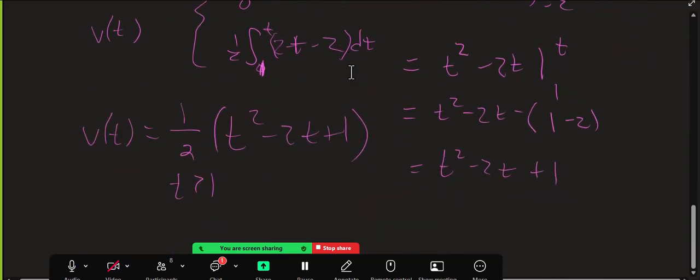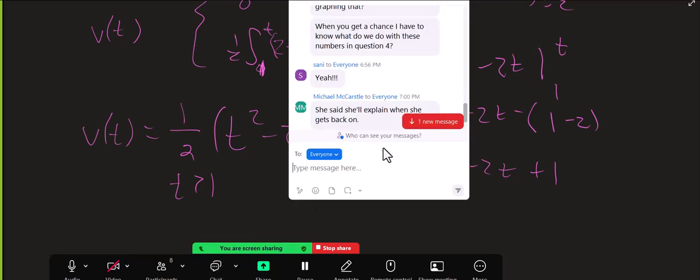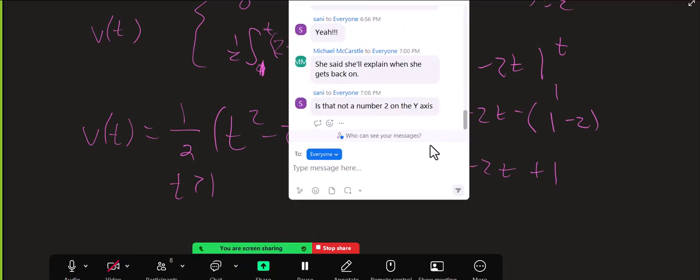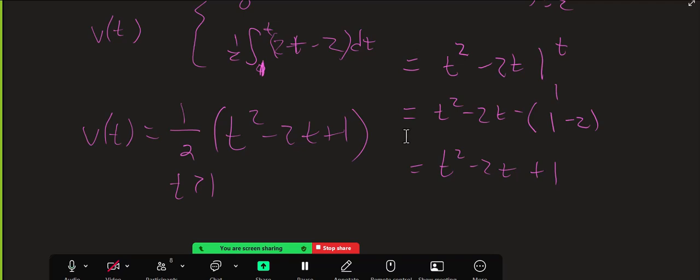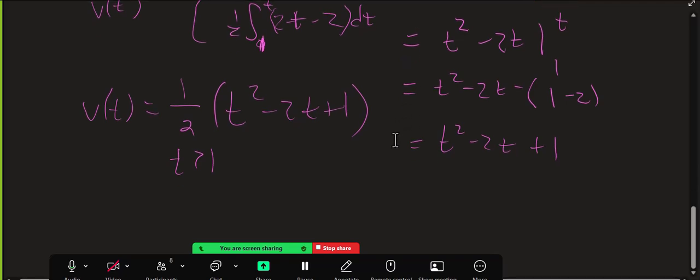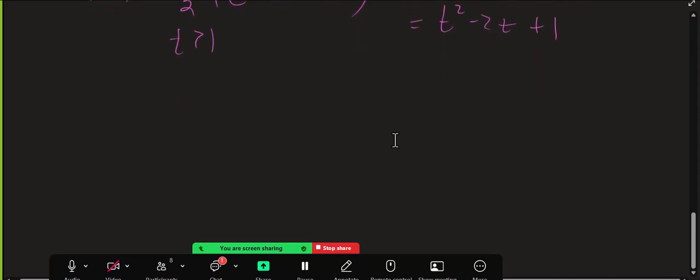So that's that one. Let me see. Yes, it was a number 2 on the y-axis. Other questions? Does it make some sort of sense now? So for each interval, you go through the equation? Yes. For each interval, you go through the equation.